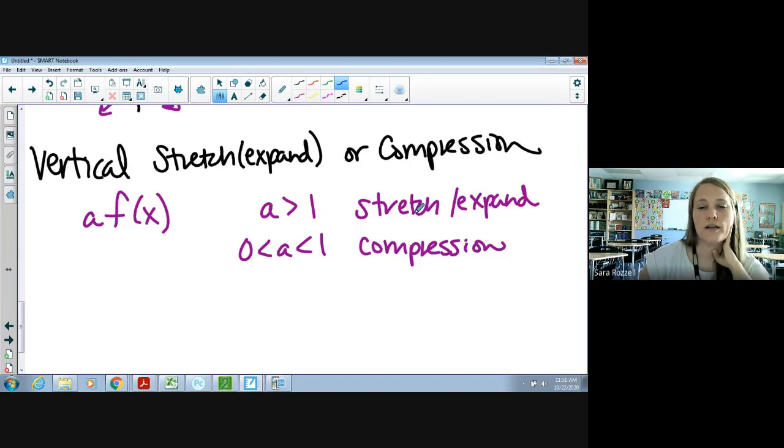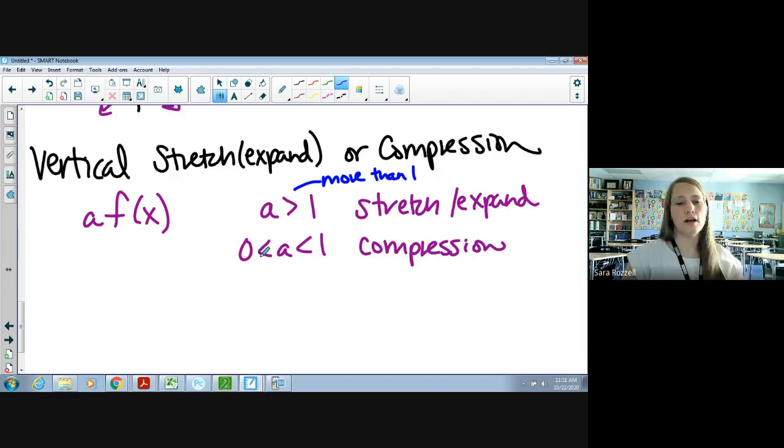So bigger than 1, stretch or expand. You might want to write that if your inequalities aren't that great. This means more than 1. A compression are numbers in between 0 and 1. So we'll look at one of them that's a stretch and one that's a compression, both with absolute value, so you can be familiar with that.